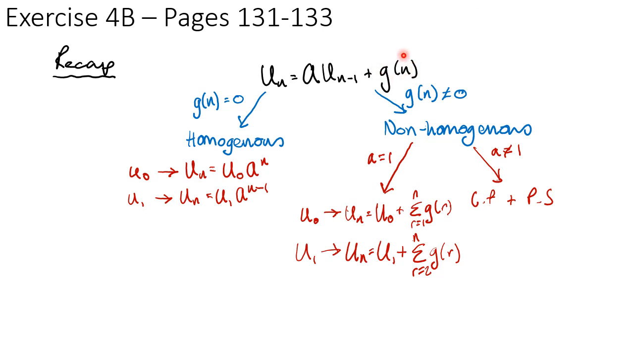If there is a function stuck on the end there, in other words, g of n is not equal to 0, we call it non-homogeneous. If a is equal to 1, then this is the most straightforward method to use. Depending on whether you're given u_0 or u_1, this will give us the solution. And if a is not equal to 1, then we need to find a complementary function, which is going to be u_n equals c times a^n plus the particular solution. That will give us a general solution. Then if we substitute in the initial condition, we will then get the final solution.